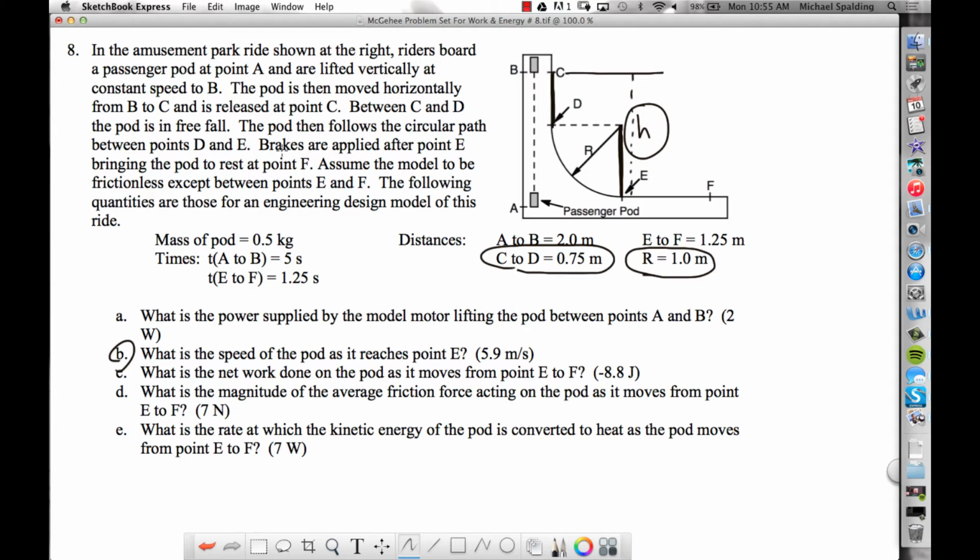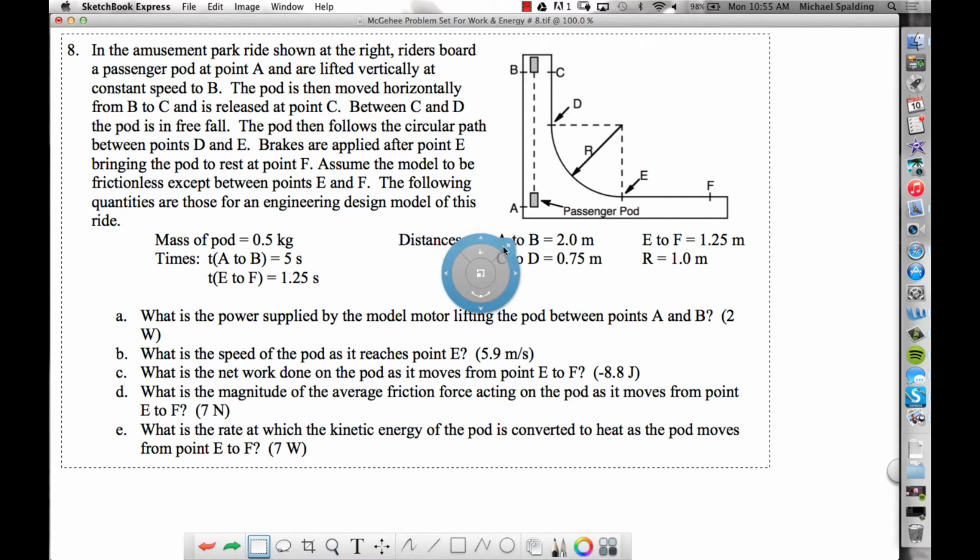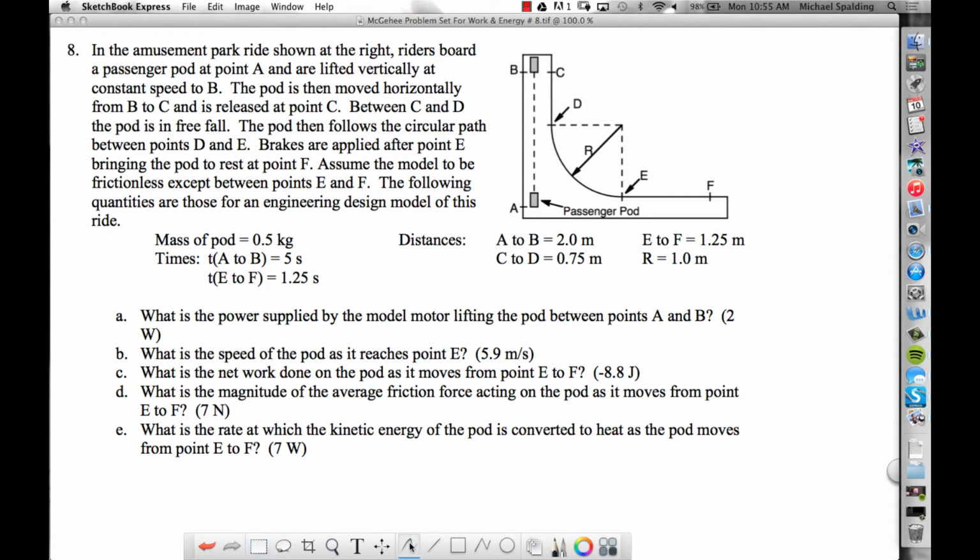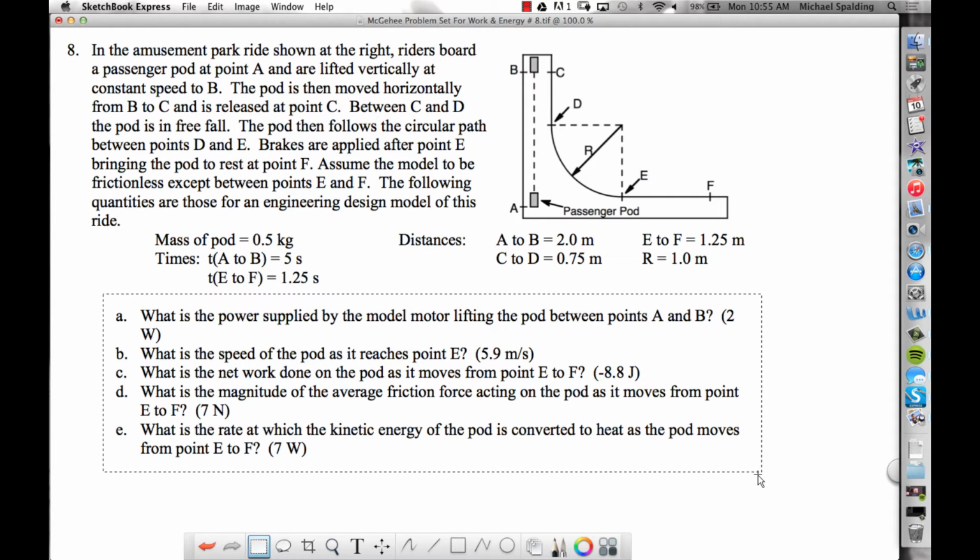Okay, so then it says the brakes are applied after point E, bringing the pod to rest at point F. So from point E to point F, this is the only region that has friction. Everything else is frictionless. Okay? Now, we have all this data, we got times, we got the mass of the pod. I'm going to erase these questions so I have room to solve this. So you should have the worksheet in front of you.